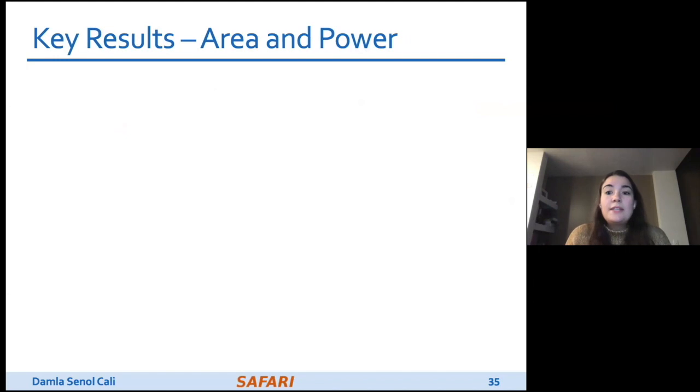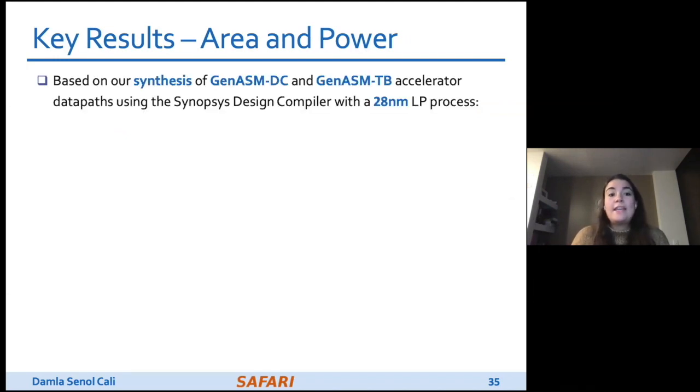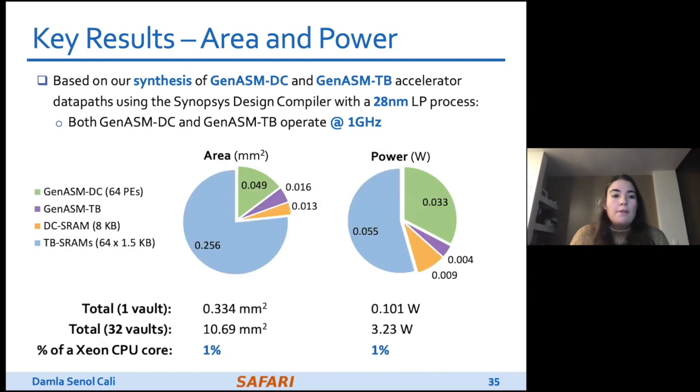Okay, so we synthesize our DC and TB accelerator data paths with a typical 28 nanometer low power process, and both accelerators operate at 1 gigahertz. We find that for 32 GenASM accelerators, one for each HMC vault, total area overhead is 10.69 square millimeters, and total power consumption is 3.23 watts.